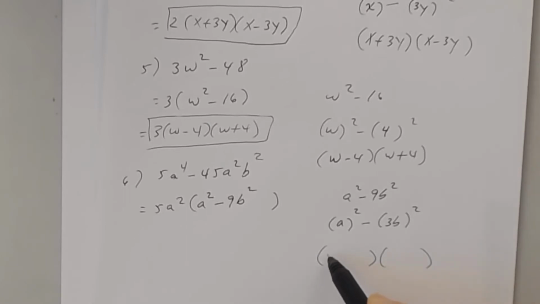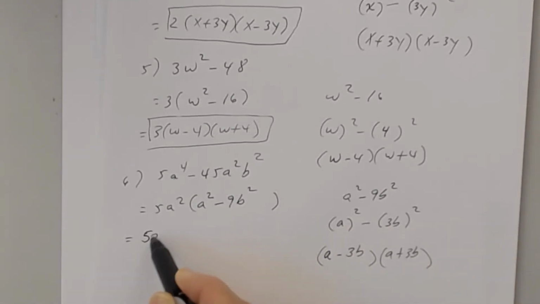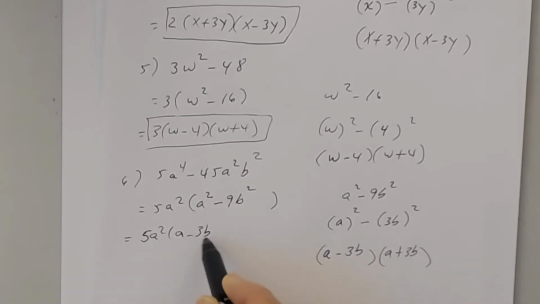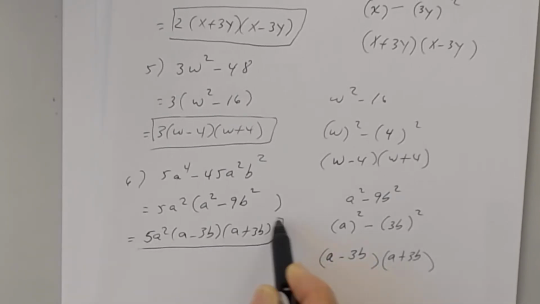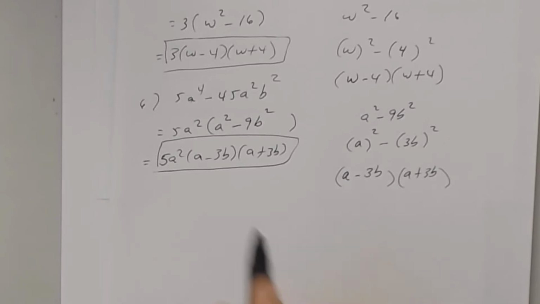So what do I write here? 5a squared. Let's do this in order. A minus 3b, a plus 3b, and what's the answer there? 5a squared times a minus 3b, a plus 3b. Yes. Okay, so that's that one. It's a very easy process.